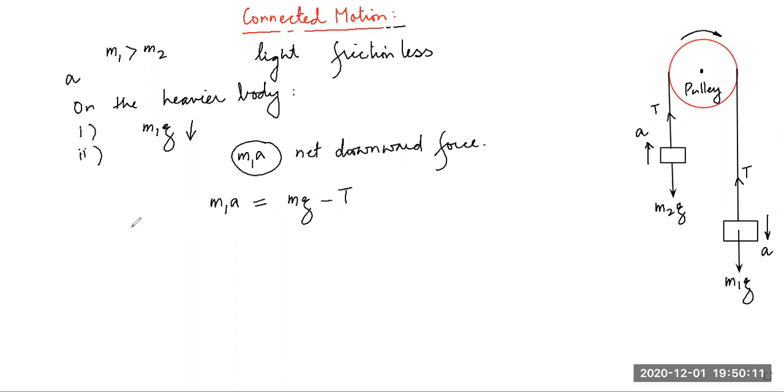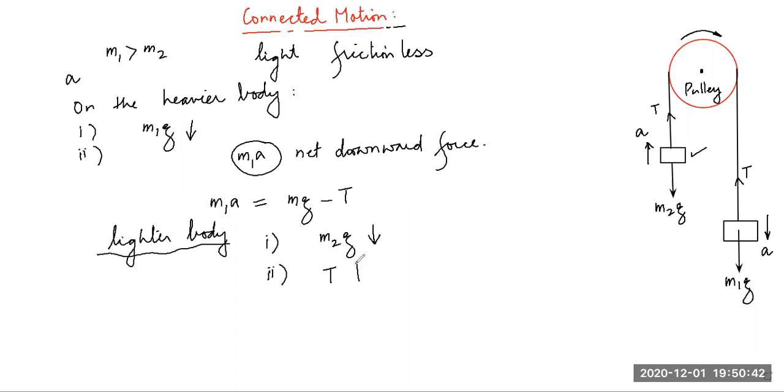All right. Now on the lighter body, what are the forces acting? The lighter body is m2. I'm talking about this body. Weight always is acting downwards. What is the weight of the lighter body? m2g, that is acting downwards, right? Number two, the tension is always acting upwards. Tension T is acting upwards.